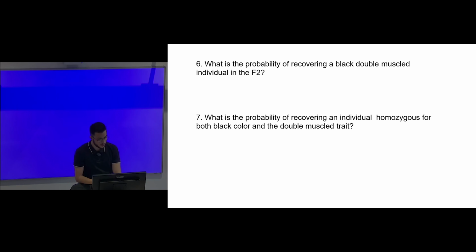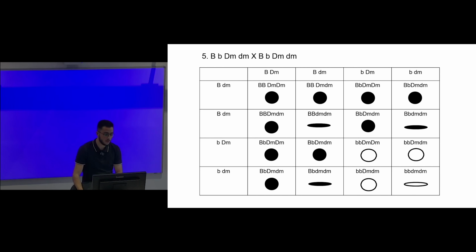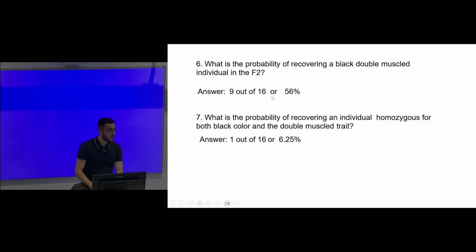Same thing for the second question, or question number 7. What is the probability of recovering an individual homozygous for both black color and double muscle trait? So homozygous, black color, and double muscle trait. So there's only this guy, right? That's the only homozygous for both genes, right? Okay. So 1 out of 16.